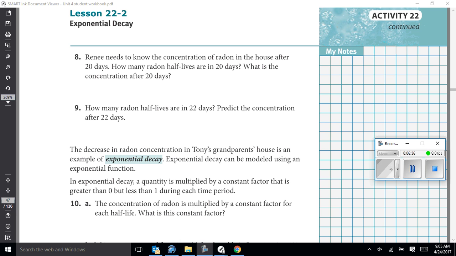Cole, you're going to do number 8. Tom, you're going to do number 9. So Renee needs to know the concentration of radon in the house after 20 days. How many radon half-lives are in 20 days? All right, so 5 half-lives.